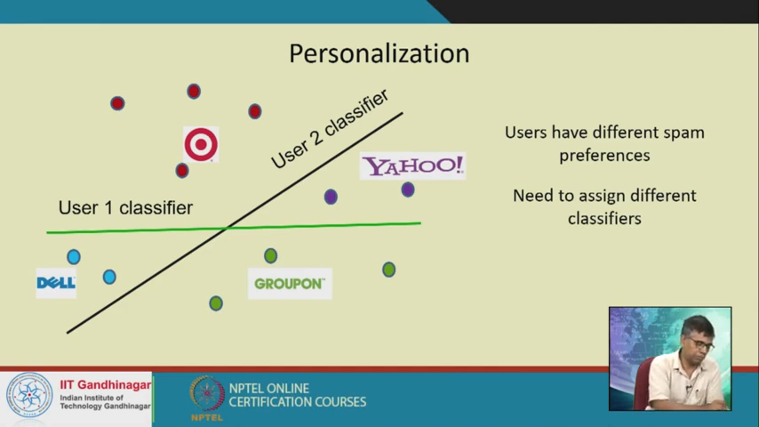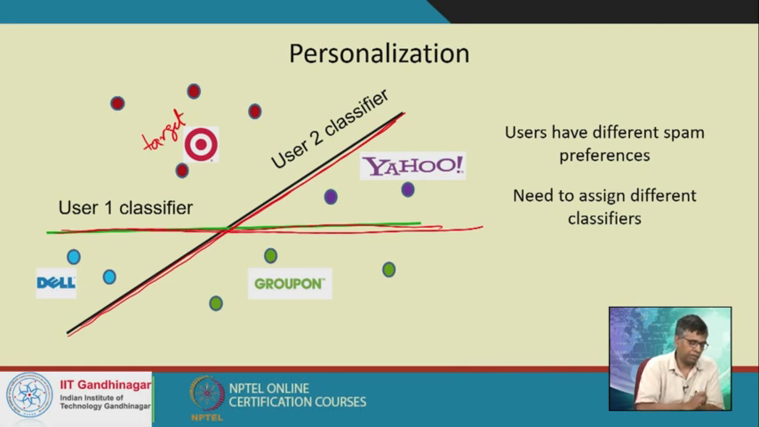So these points are the emails, okay? And every user's classifier is represented as a vector in this high dimensional plane, right? User 1's classifier, user 2's classifier. So first, I said that users have different spam preferences. What it means is that the classifier for each user is slightly different, right? So user 1 can potentially consider the emails from Groupon and Yahoo to be spam, but maybe user 2 considers Target, this is a company called Target, and Yahoo to be spam, but not Groupon.